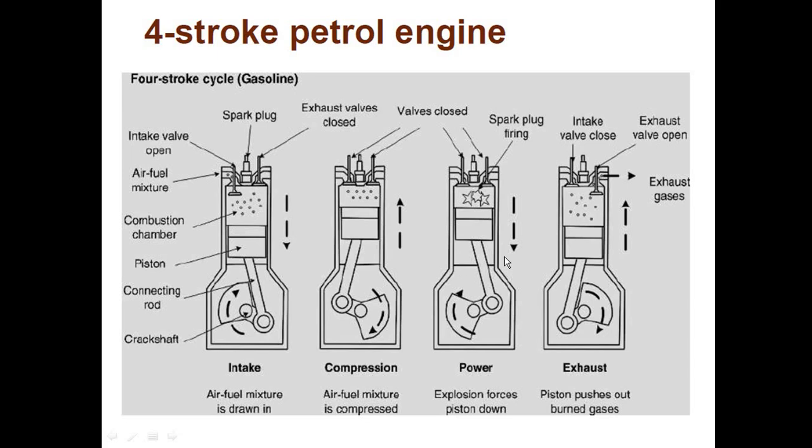Now the piston is at the BDC, and at the BDC the exhaust valve will open instantaneously. As the exhaust valve is opening, the piston will remain at the BDC, and as the exhaust valve opens, the heat inside the cylinder will be exhausted to the atmosphere, and this will occur at constant volume. So heat rejection is occurring at constant volume.